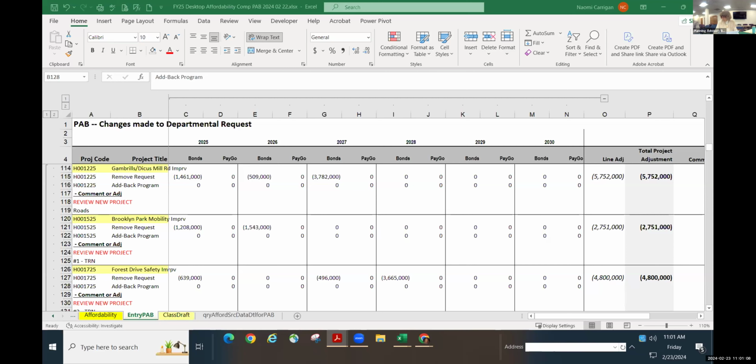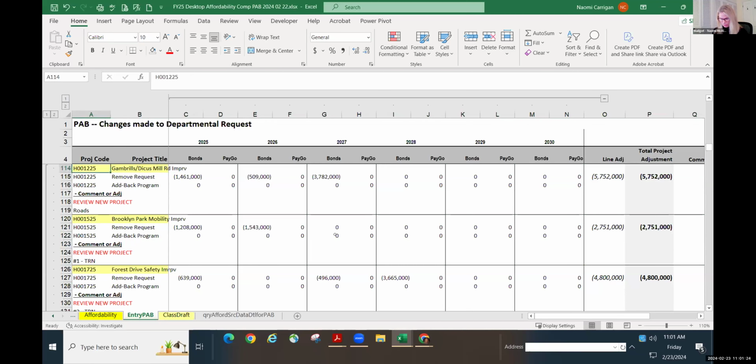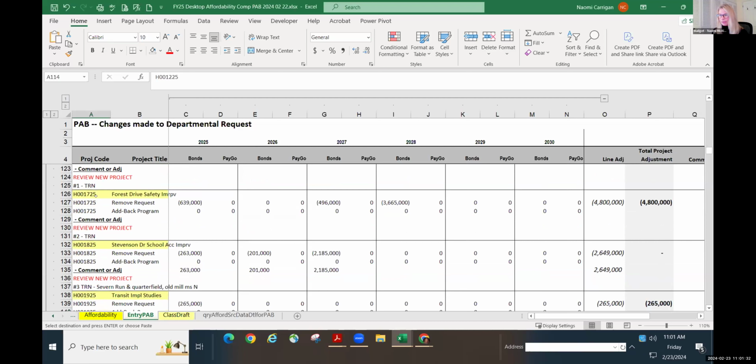What projects have additional funding tied to them? Again, I believe the Brooklyn Park mobility improvement, there is a lot of opportunity for some grant funding. I don't believe there's any, let me just check here. No, not that one. I don't think this one.